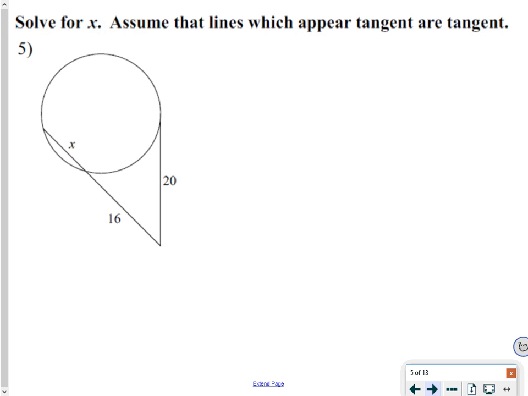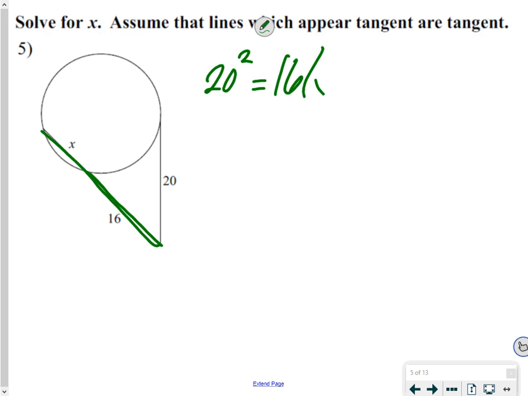All right, let's try out 5 and 6 now. Increasing in difficulty here. Remember this, in this case, we have a tangent and a secant. So tangent squared equals exterior times whole. So the whole thing there would be x plus 16. All right, now let's distribute and multiply.